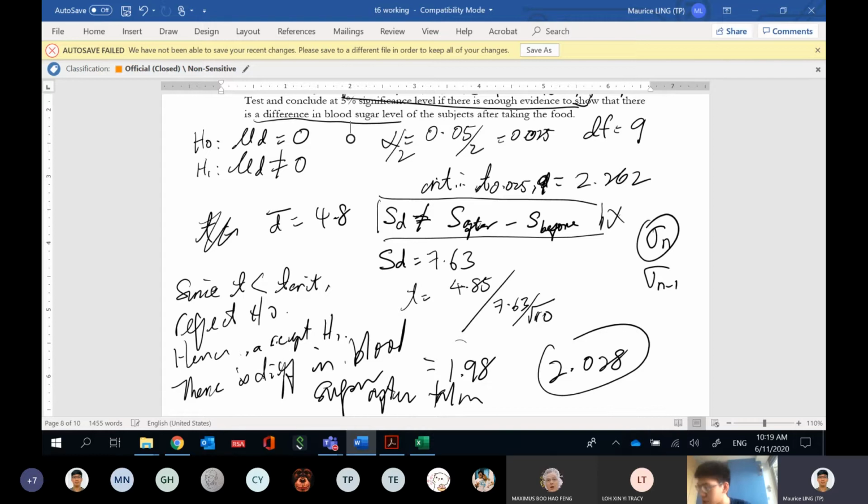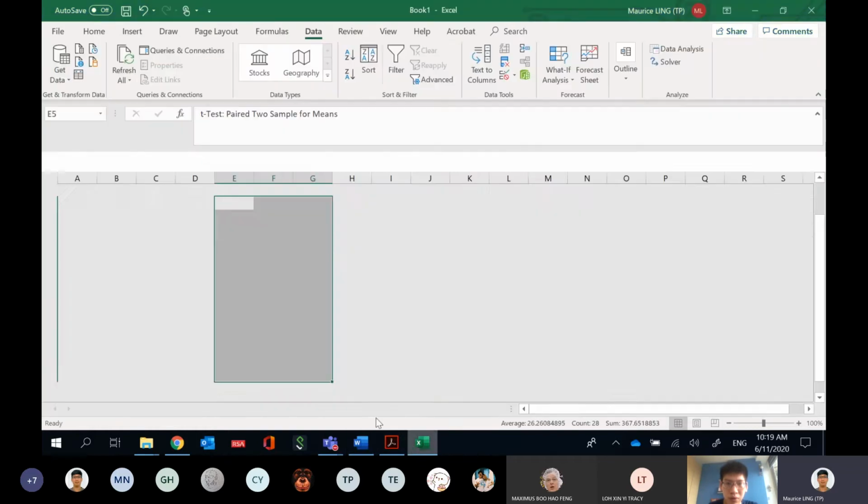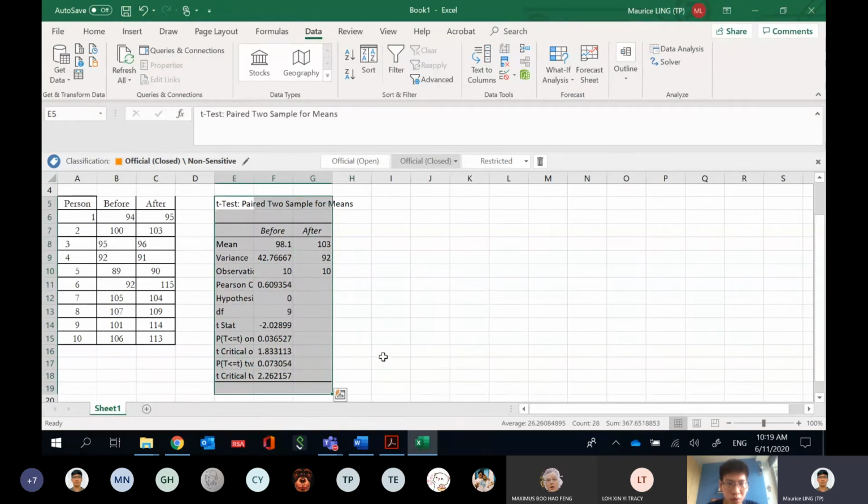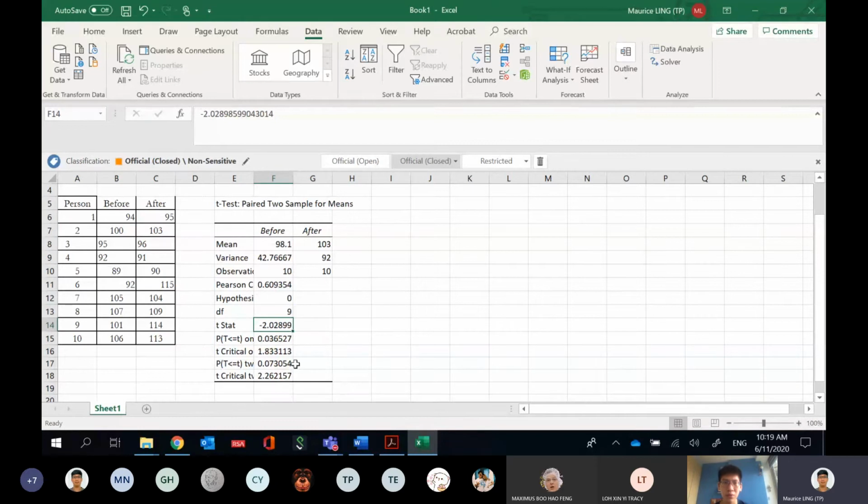Taking the food. Okay. All right. So correct. Okay, 2.262. So you can use your Excel. While you're doing it, use your Excel and do your t-test. Then this is your t-statistic. This is the t-statistic. This is the critical value.